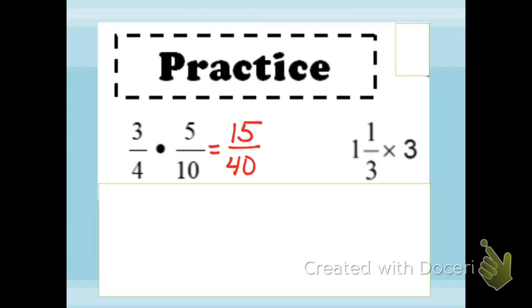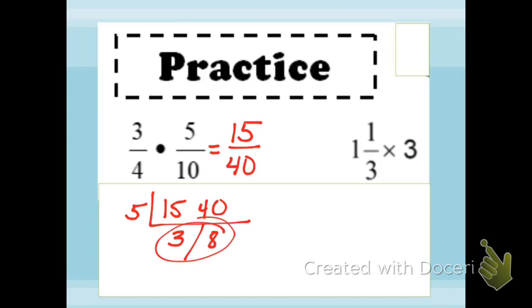We have to reduce it. So I'm going to make the cake for 15 and 40. Again, you don't have to do it this way. It's just the way I do it. So 5 goes into both of them. 5 goes into 15 3 times. How many times is it going into 40? 8 times. So our reduced fraction is 3/8. And we're done.